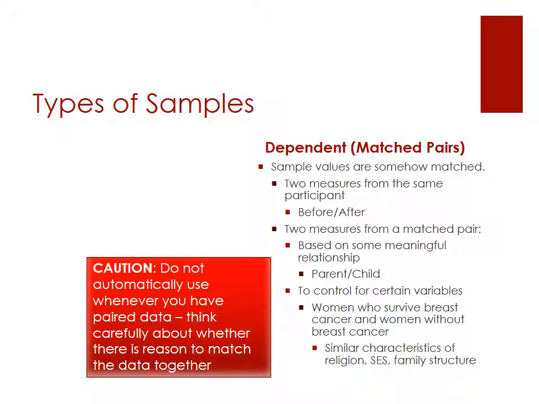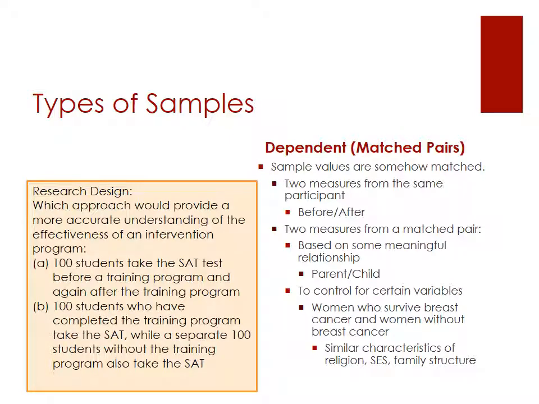Now, do not automatically use the dependent or matched pairs whenever you have paired data. You need to think carefully about whether there's a reason to be matching the data together or not. So let's take a look at a research design and think about accuracy and how independent and dependent samples pairs might shape this differently.